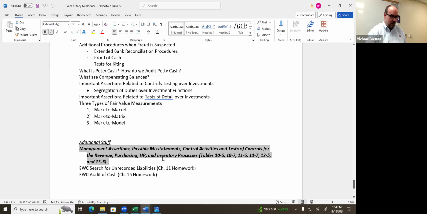All right, so make sure you're familiar with all that. Also, make sure you have some understanding of those EWC assignments that we did, the search for unrecorded liabilities and cash, and how those were conducted, okay? The audit for cash, you don't need to focus on the last 3 tabs, which were the extended bank reconciliation procedures, but those first 3 I would have a good understanding of, okay?